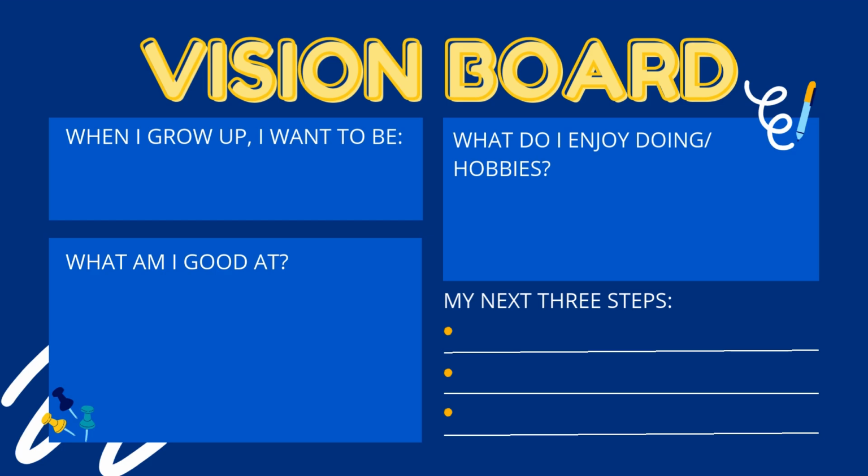You also want to make note of what you're good at and the things you enjoy doing and hobbies that you like. The reason we want to do these things is so we have a good jumping-off point to see what it is that you like to do and where you want to end up, so we can figure out what we need to work on next. Once you have figured out all those different components, now you can write your next 3 steps.